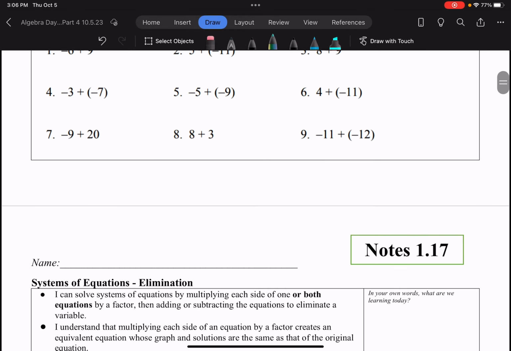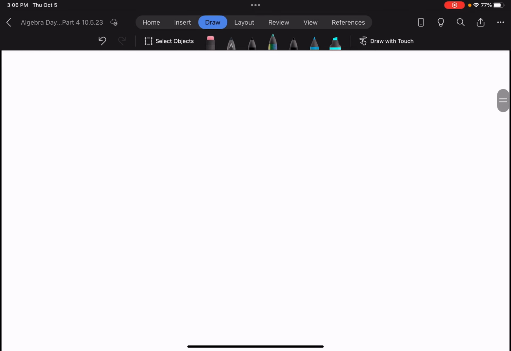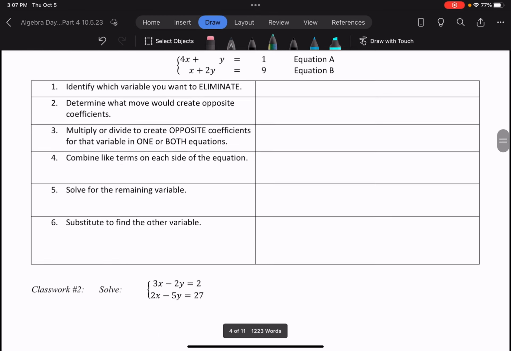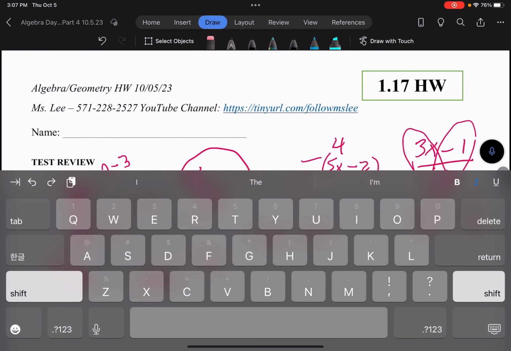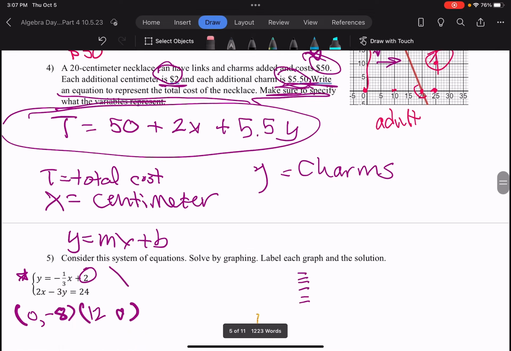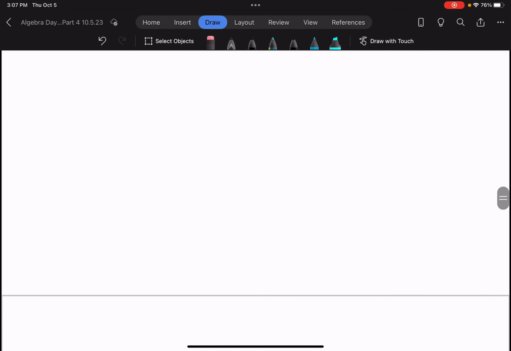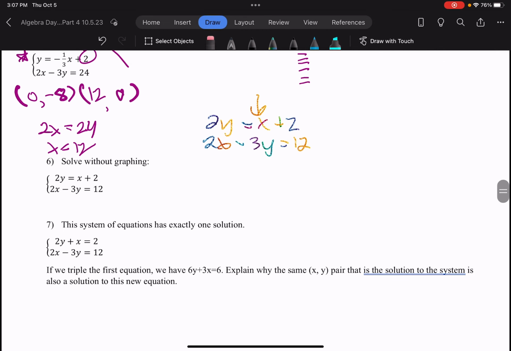Nope, I touched something, did bad things. I'm having a lot of technical difficulties today, guys. Okay, nope. Don't want you, keyboard. Okay. Here we go. All right.